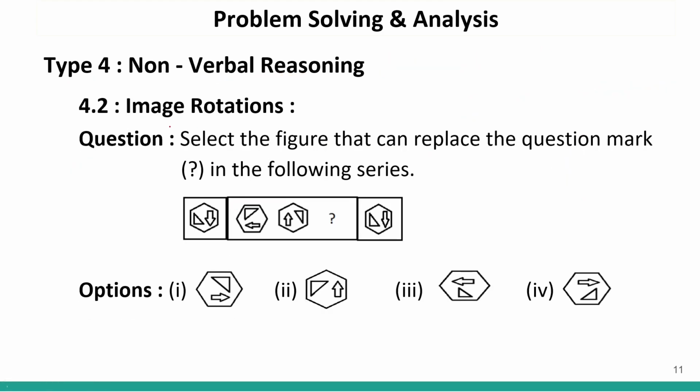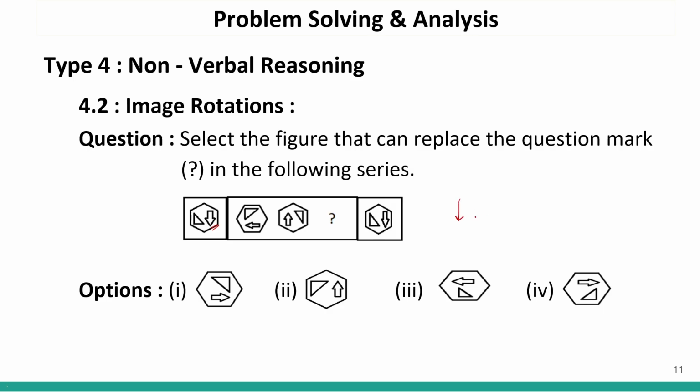Okay. The second thing is image rotation. Image rotation, basically image is being rotated very easily. Now, again 5 images are given to us, 1, 2, 3, 4 and 5, whereas 4 is missing and we have to find the image for the 4th one. Now, if you look at this image, we have a hexagon. And the hexagon is also rotating and this sign is also rotating. Let us look at only one sign. Let us look at this arrow first.